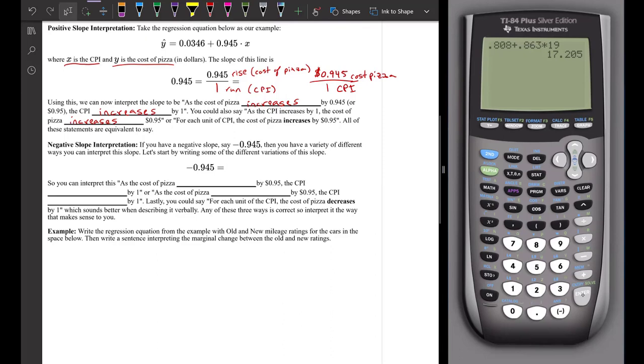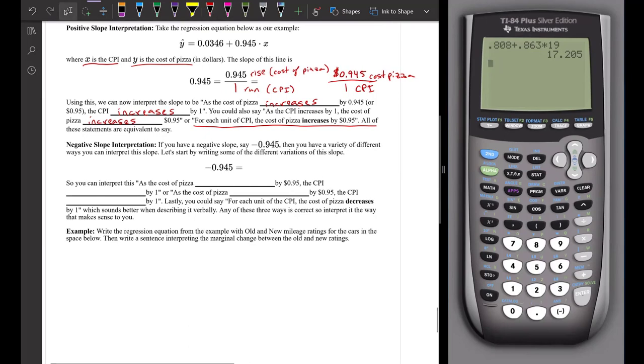And then more colloquially, probably the easiest way to say it, as far as a phrase, is for each unit of CPI, the cost of pizza increases by 95 cents right there. That'd be probably the easiest way to say it, just how you describe it if you're talking about economics or something. Now, that's a positive slope right there. What if you have a negative slope? What if you ended up having a negative 0.945 as your slope?